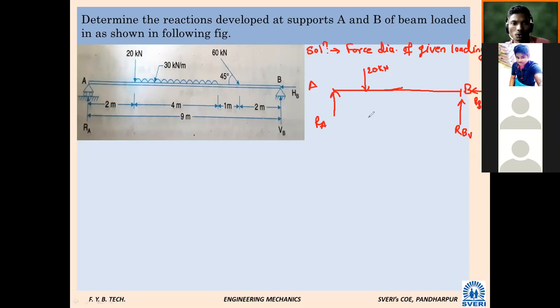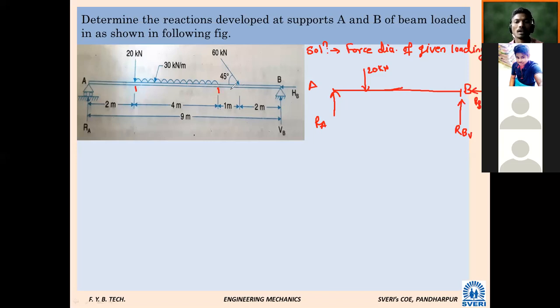What about this 30 kilonewton per meter load? For how much length it is there? 6 meter? 4 meter. So where are you observing 6? Looking at the diagram, from here it is starting and from here it is ending. So how much is this distance? 4 meters, sir. 4 meter.